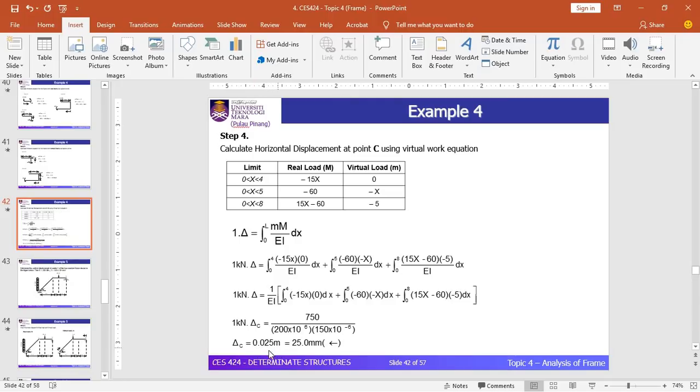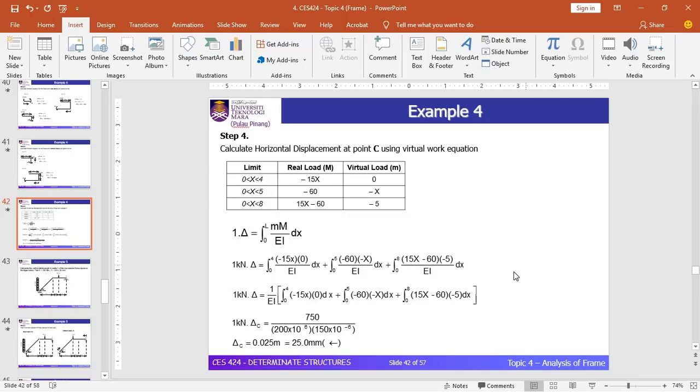delta C equal to 0.025 meter. We got a positive value, meaning the actual direction of displacement for this frame is the same as our initial assumption, which is to the left. If you get a negative value, the actual displacement of the frame is opposite to our assumption. I have mentioned this condition many times.